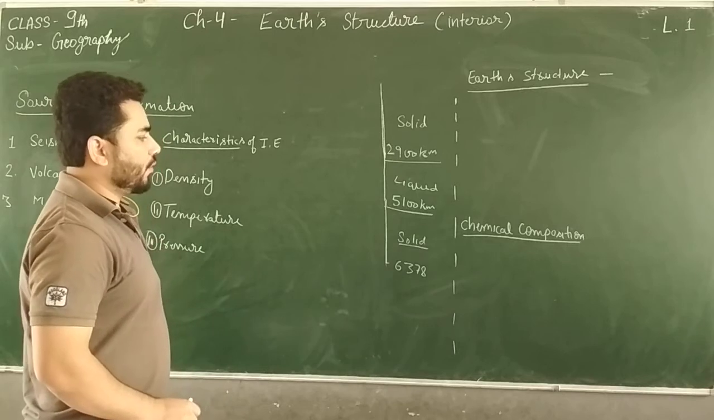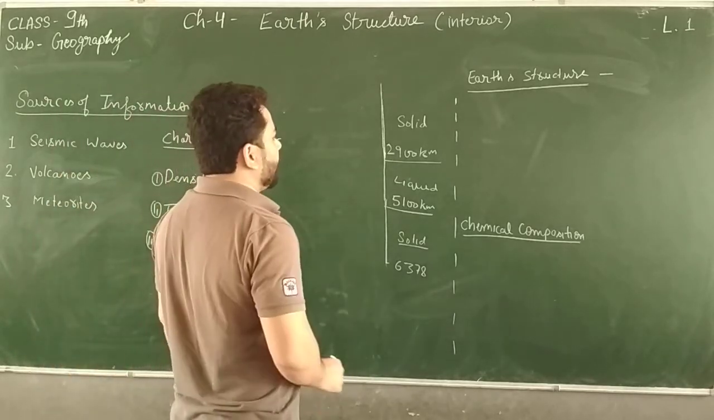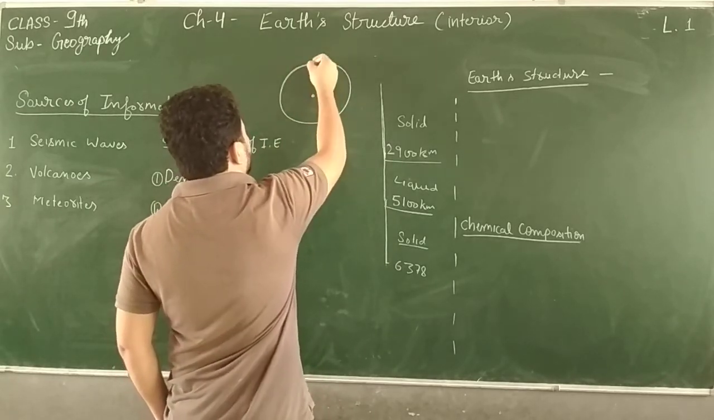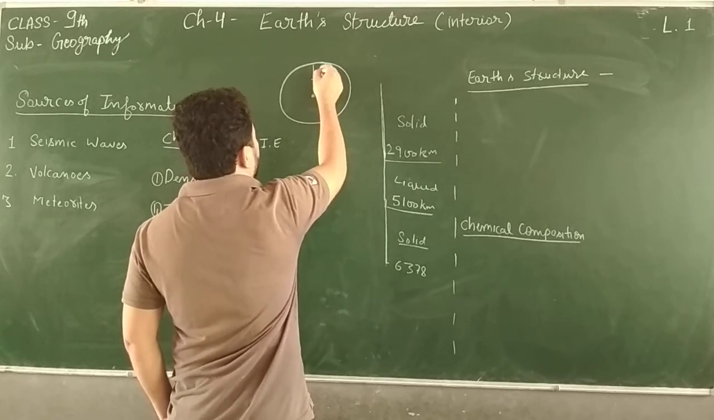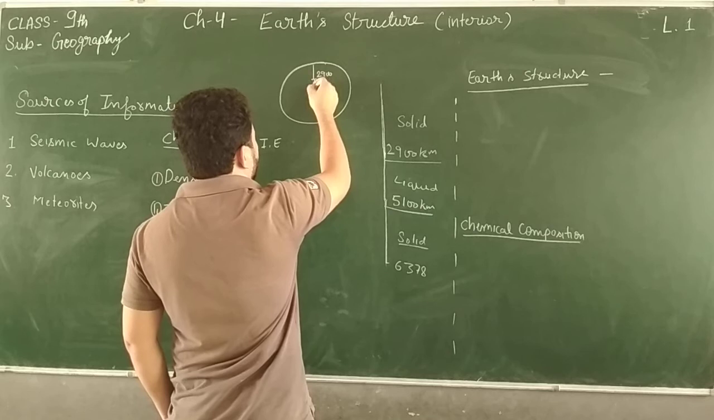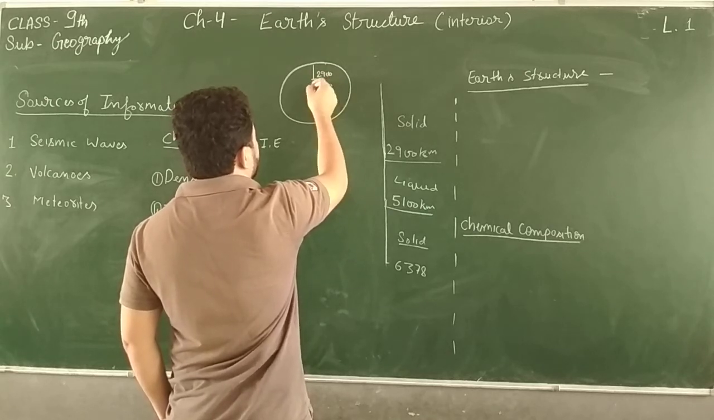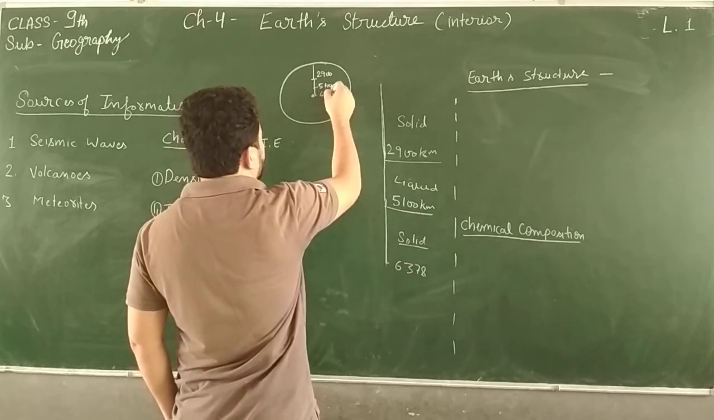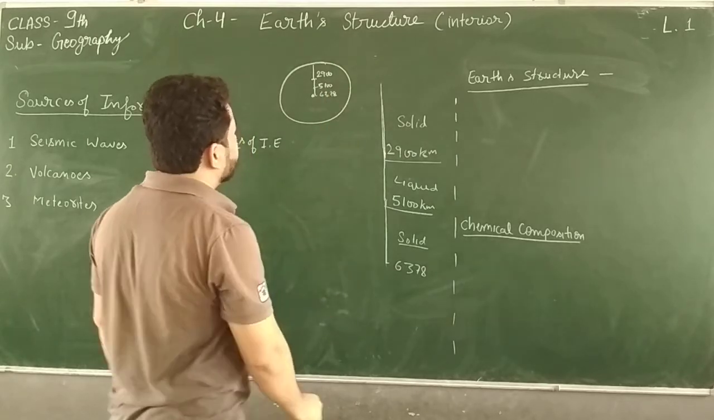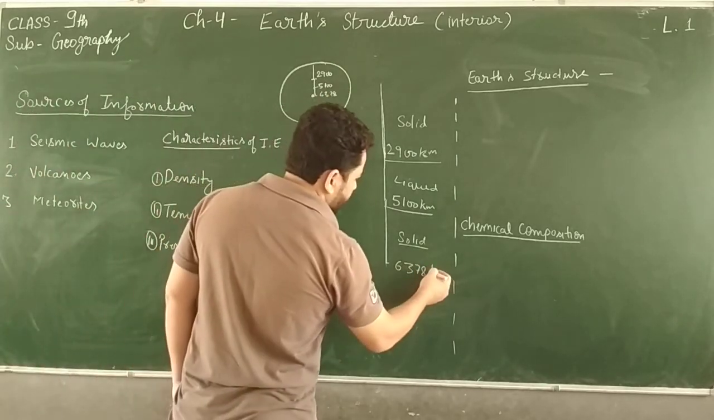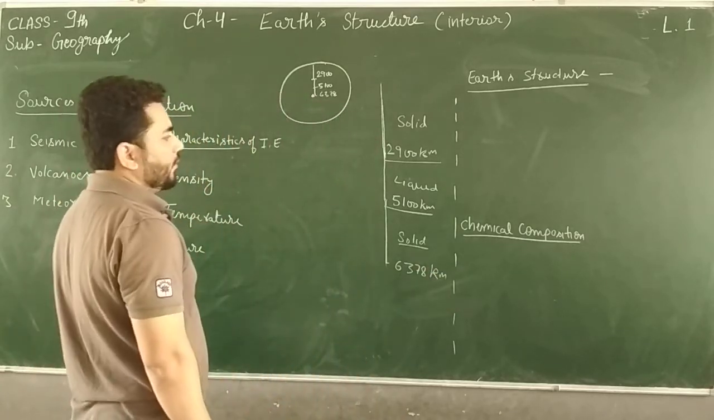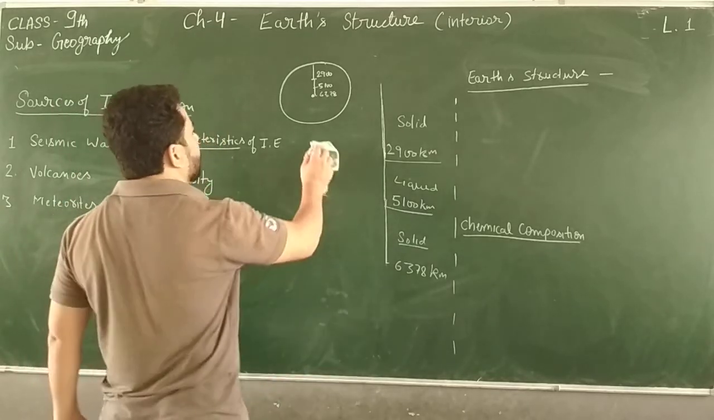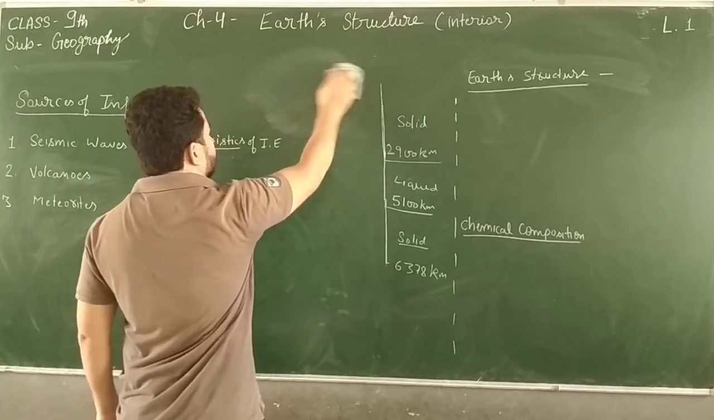So how do we come to know about this? We have not dug the earth. Suppose this is the earth and this is the center: from here till here, 2900 kilometer, it is acting as a solid, then 5100 acting as liquid, and then here 6378 again acting as a solid. How do we come to know? We have not dug. So these things are interpreted by seismic waves.